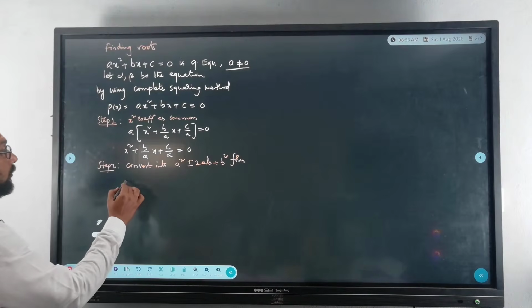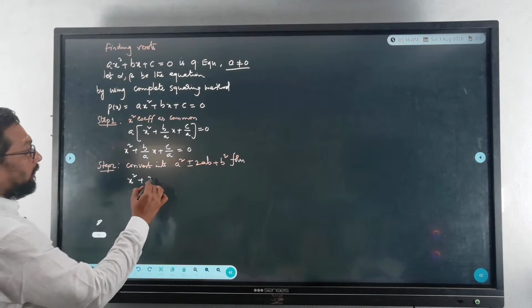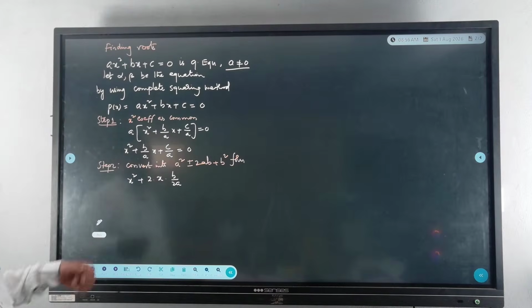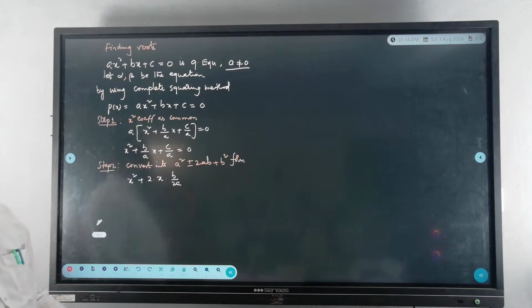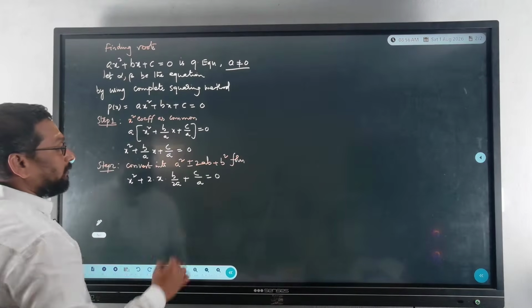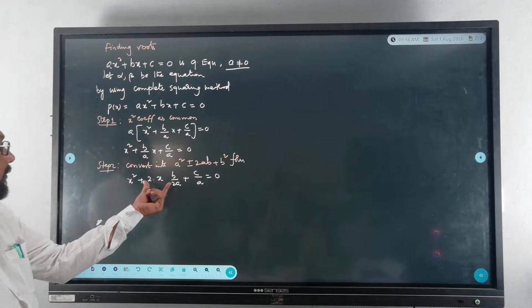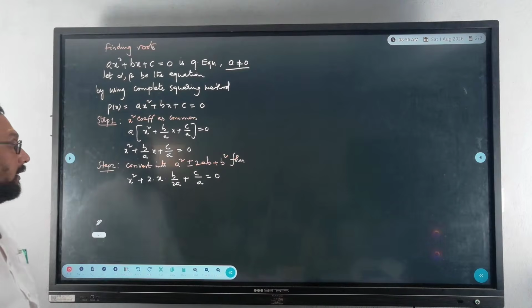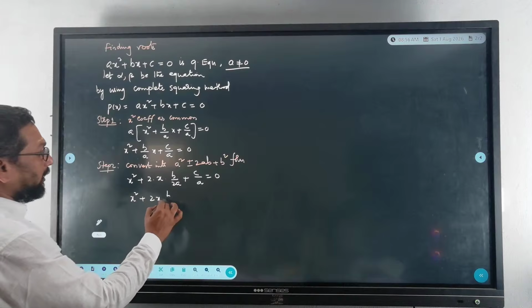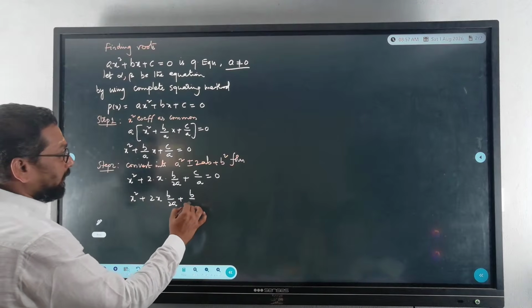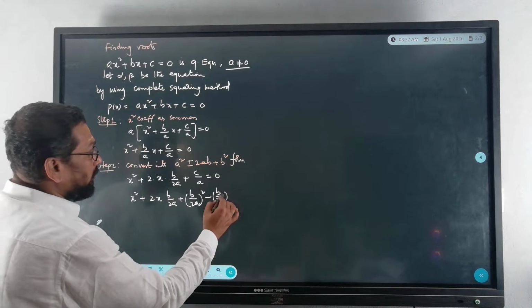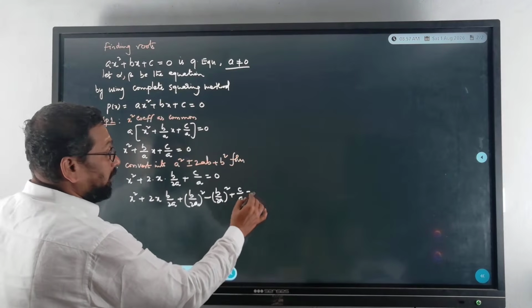ఓకే, చూడండి ఇక్కడ ఎక్స్ స్క్వేర్ ఉంది ప్లస్ 2 ఇంటూ ఎక్స్ ఇంటూ బి బై 2a ఉందనుకోండి. ఎక్స్ ఉంది, 2/2 తీసుకున్నాం, ప్లస్ సి బై ఏ ఈక్వల్ టు 0. సో ఇప్పుడు ఎట్లా ఉంది, ఇది ఏ స్క్వేర్ ప్లస్ 2ab ఉంది, దర్ ఇస్ నో బి స్క్వేర్. సో ఎక్స్ స్క్వేర్ ప్లస్ 2xb by 2a plus b by 2a whole square minus b by 2a whole square plus c by a equal to 0.